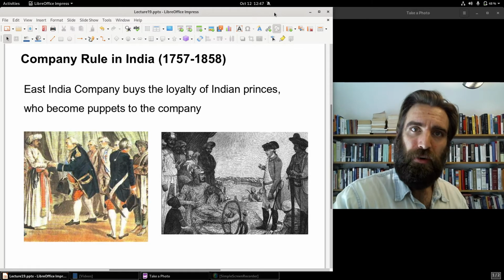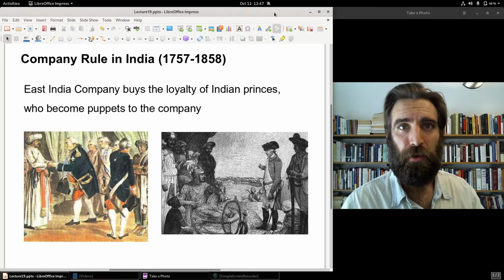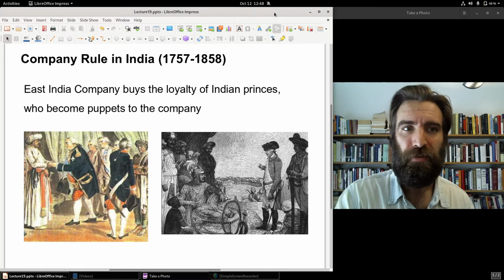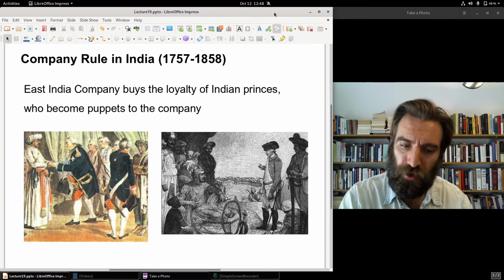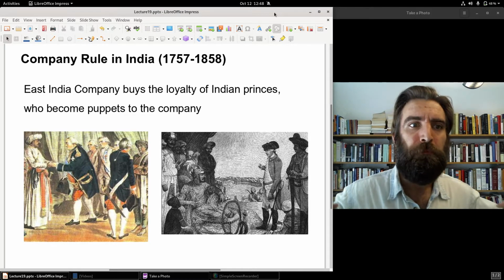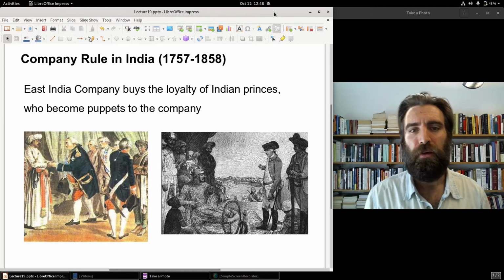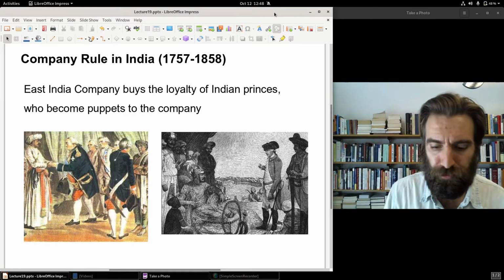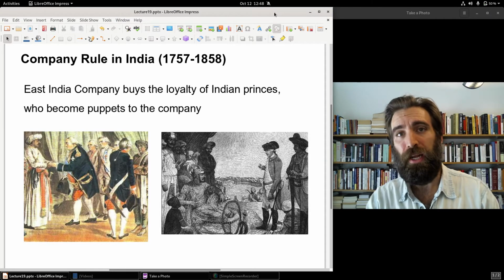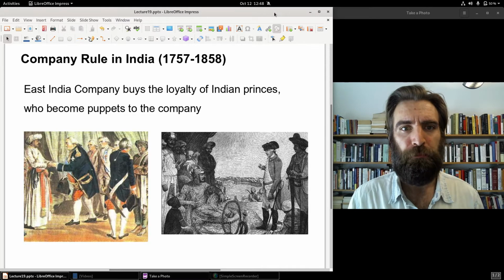And especially after the mid-18th century, there was a major battle in 1757 in Bengal called the Battle of Plassey that was integral to consolidating East India Company's support over that area of India. The East India Company gradually buys the loyalty of different Indian princes who essentially negotiate deals with the East India Company, giving the company a lot of powers.